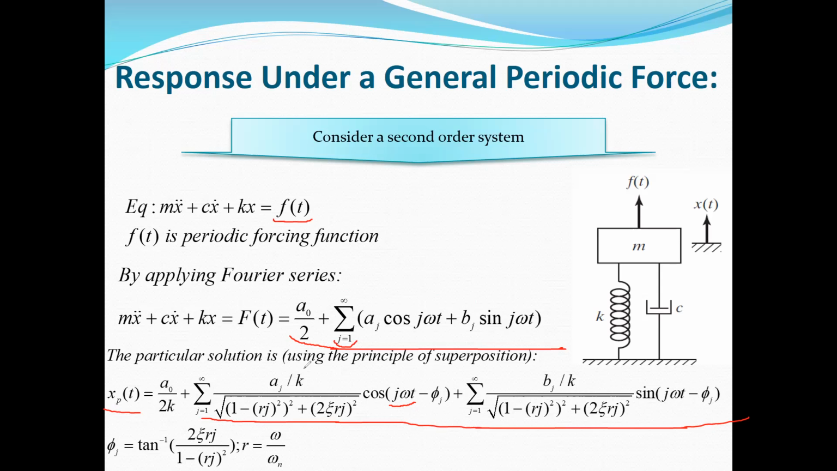And also the coefficients can be obtained by using the definitions of aj and bj. So once you obtain aj and bj, you can substitute here and find the particular response, and also the phase angle for each harmonic, which is obtained again as a function of j, and also the frequency ratio and damping ratio. So you can obtain the particular response for a second order system by using these equations, these definitions, and find the particular response for a system subjected to a periodic excitation.